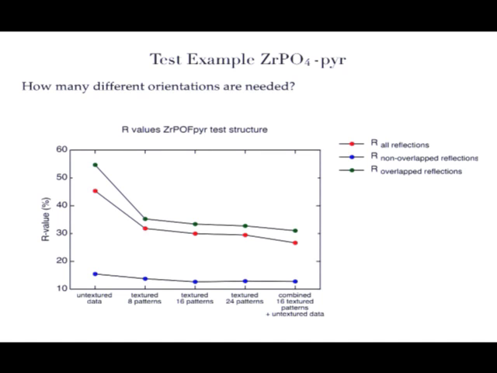But the result here is, if you do a careful analysis of your most useful orientations, you can get away with a limited number of carefully measured powder patterns.